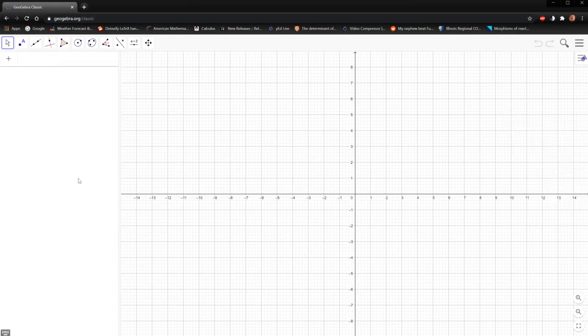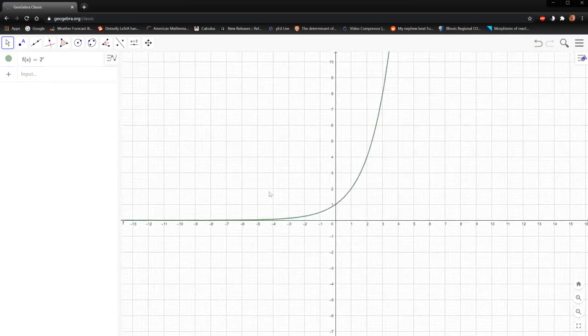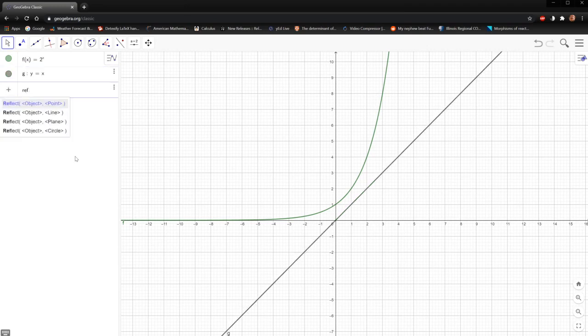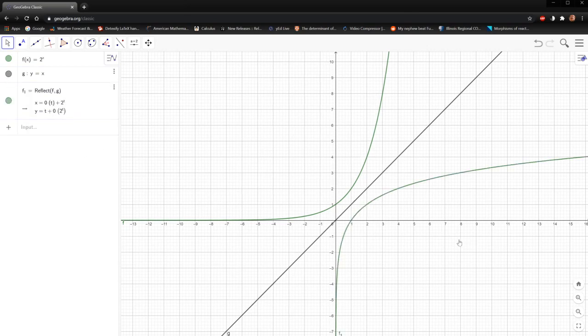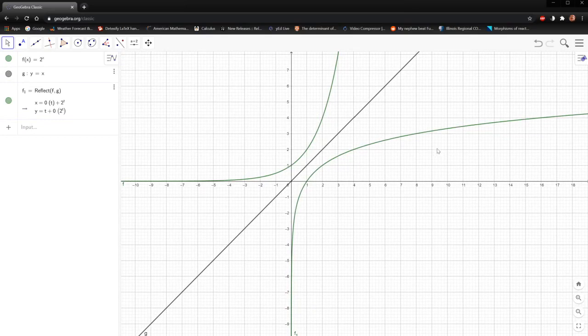If the base is larger than 1, say for instance you have 2 to the power x, then we have an exponential growth curve. It looks like this. It rushes off to positive infinity as x goes to infinity, and it goes to 0 as x goes to negative infinity. The logarithm base 2 is going to be the inverse of this. To get the graph of an inverse, you just reflect about the 45-degree line. So reflect f about the line y equals x. And there you go, there's the graph of the logarithm base 2.